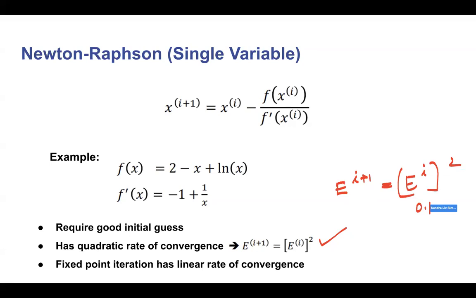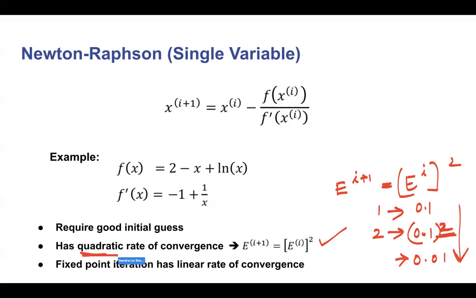In the first iteration, you're getting 0.1. In the second iteration, you will be getting the square of 0.1, that is 0.01. So as the iterations progress, your error will be drastically reducing. Since the power is 2, we call this quadratic convergence, because of this 2 here. You can prove how this 2 is coming here.